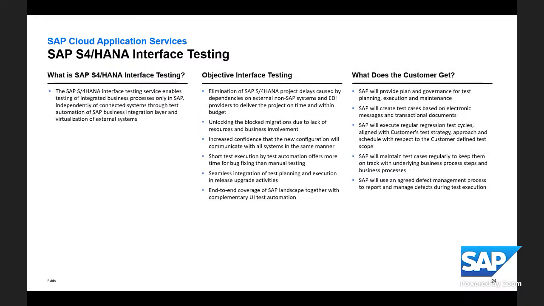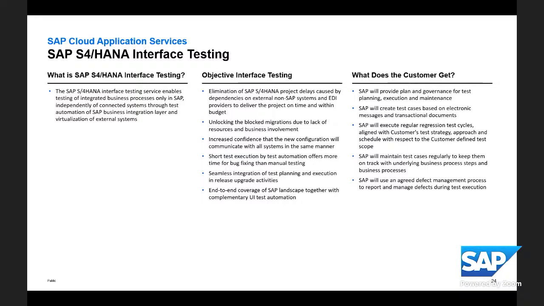Next one is S/4HANA interface testing. Whenever customers are going through the RISE transformation journey, wherein they are moving from ECC to S/4HANA Cloud Private Edition, imagine that the customer has a lot of integrations with their third-party systems. How do we ensure that all the integrations are intact and will work fine even after moving to S/4HANA Cloud Private Edition? If they have to involve third-party resources to do this, it will involve a lot of cost and effort. So for that, we have this service called S/4HANA interface testing.